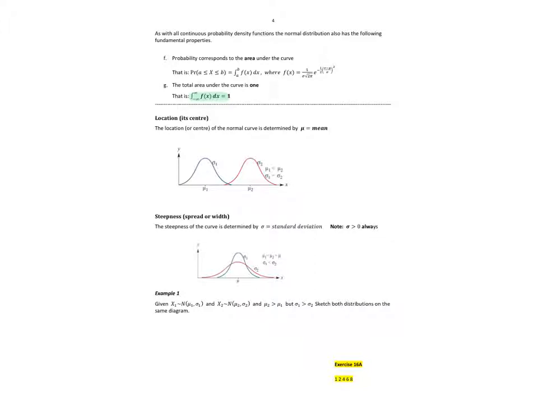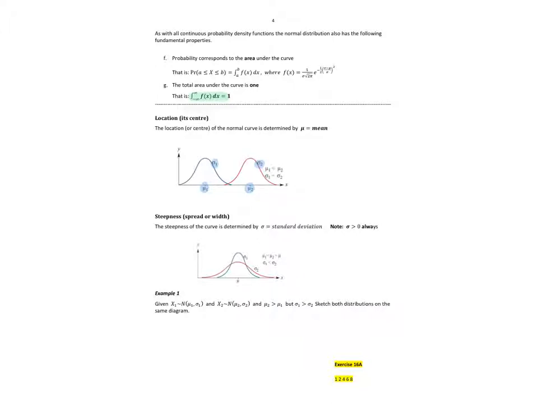Just some things worth comparing. The location of our normal distribution is at center, which is mu. And obviously in this case here, you can see that mu2 is greater than mu1, all right, which makes it further to the right along the axis. They have the same sort of spread, so my standard deviations are the same.